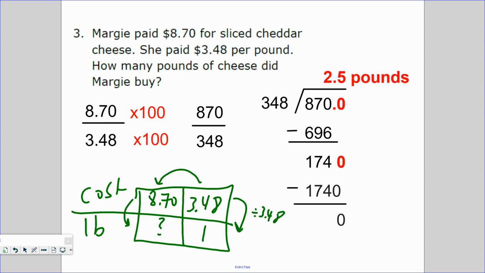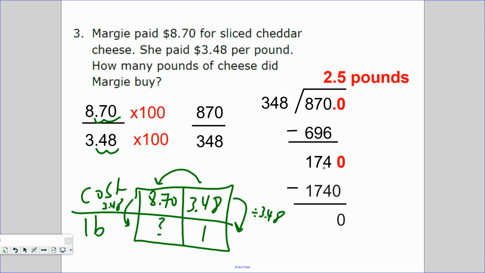I divide by 348. So $8.70 divided by 348. Do you like working with decimals? I don't. I like working with whole numbers. So I am going to multiply both of these by the hundreds place. Hence, the whole numbers are 870 over 348. Another way is you move the decimal 2 over to the hundredths place, and that's why you get 870 over 348. Now, how many 348s go into 870? 2 times. So 696.